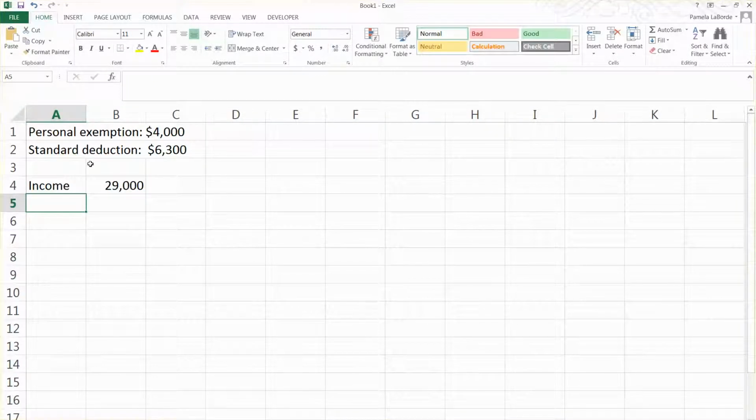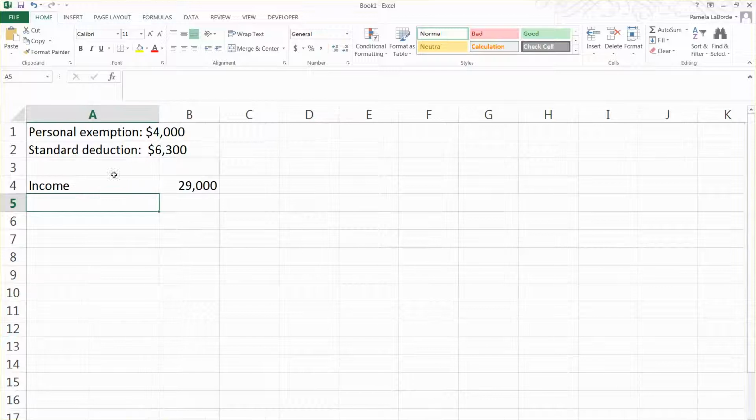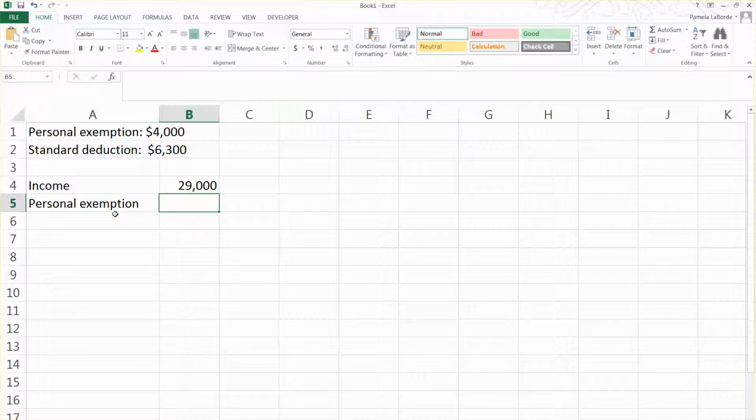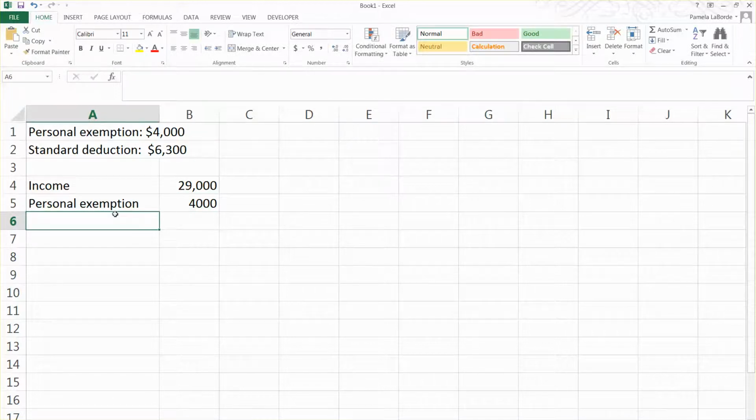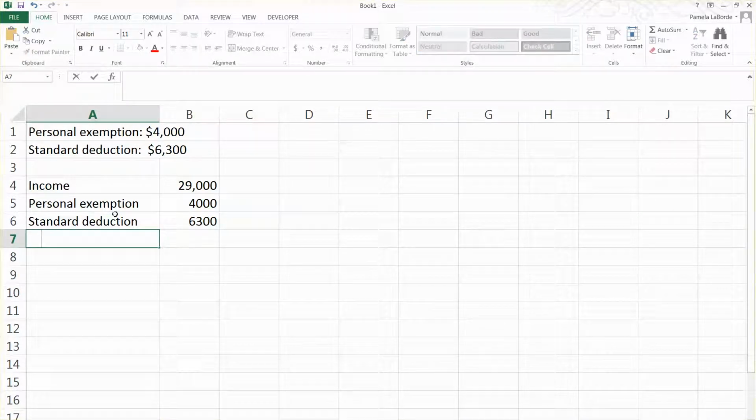Then you get to start subtracting different things. One thing you get to subtract is your personal exemption. So I'm going to subtract the $4,000. You also get to subtract your standard deduction, or you can itemize your deductions and subtract that. If your itemized deductions don't exceed your standard deduction, it's not really worth it to itemize though. And so this amount will be your taxable income.